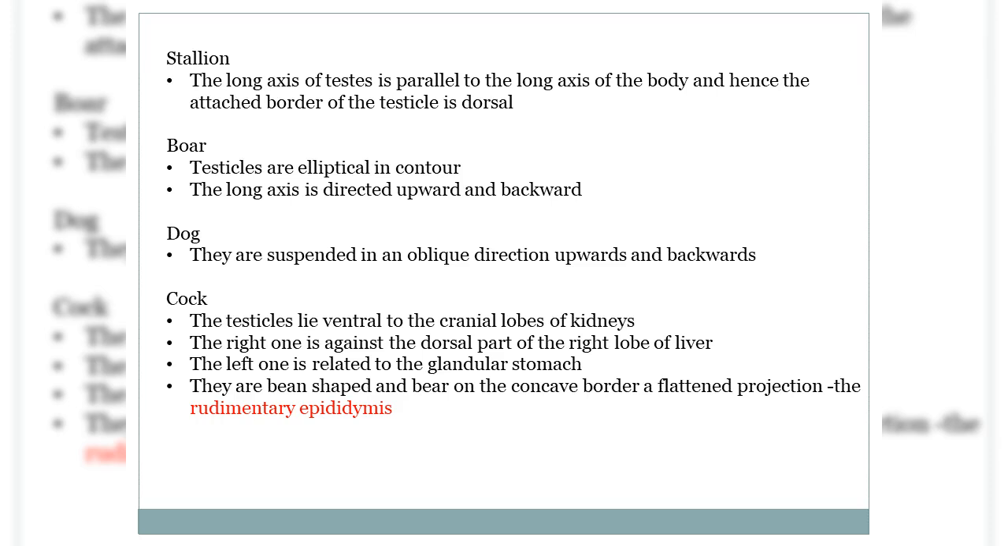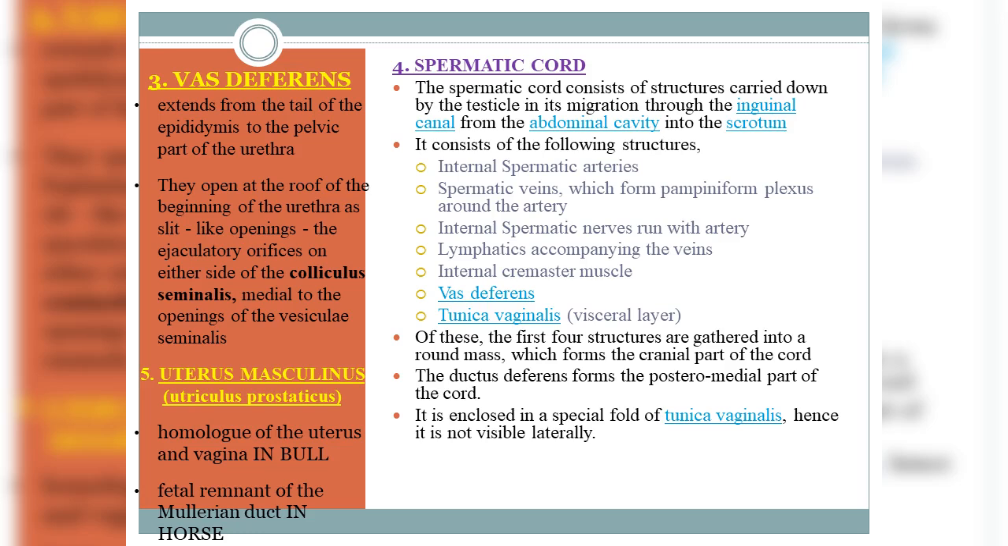The orientation and shape of the testes vary among different animals. For instance, stallions have testes parallel to the body axis, while boars have elliptical testes. These variations are adapted to their reproductive needs. The vas deferens extends from the tail of the epididymis to the pelvic urethra, playing a key role in sperm transport. The uterus masculinus, a homologous structure to the uterus in females, is also present in some male animals.